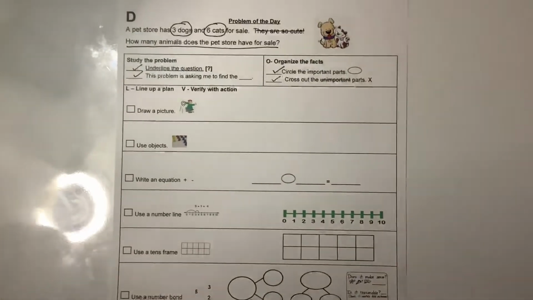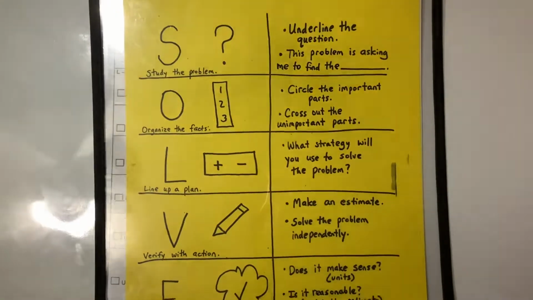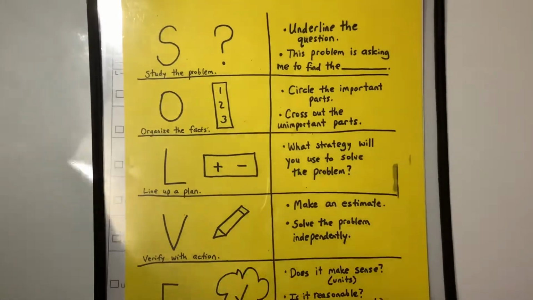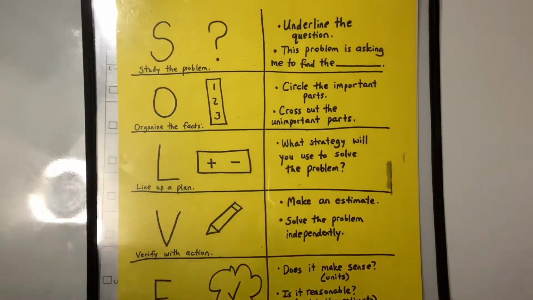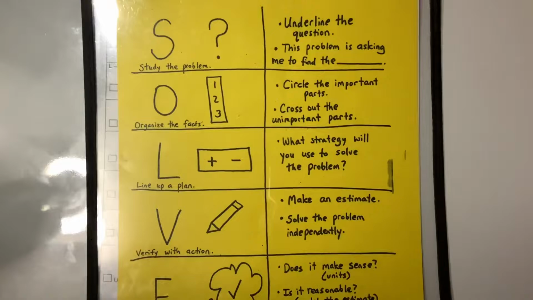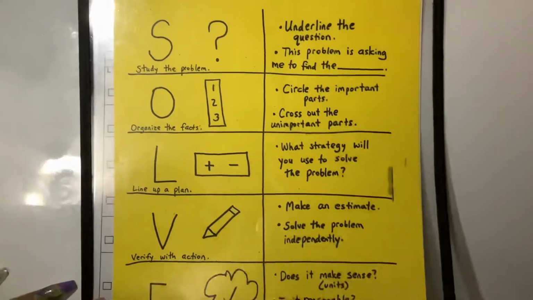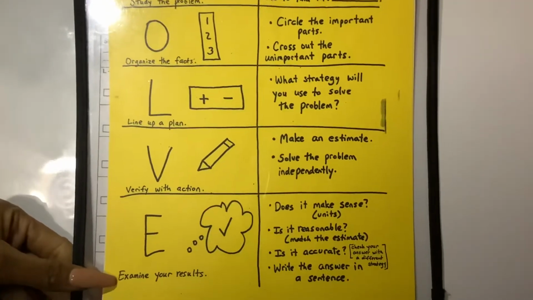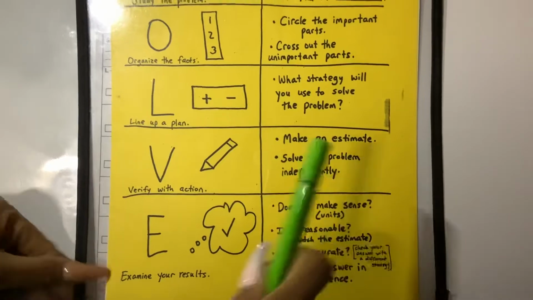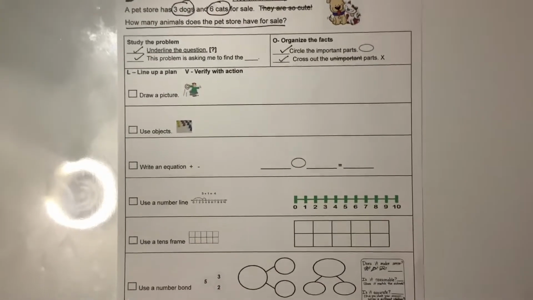After O, we think about L. And L is pick a strategy. What strategy will you use to solve your problem? This is when you think about your math goals. What strategy do you need to work on to be a stronger mathematician? Once you pick your strategy, we do V. And V says solve the problem independently. No help. Solve the problem on your own.